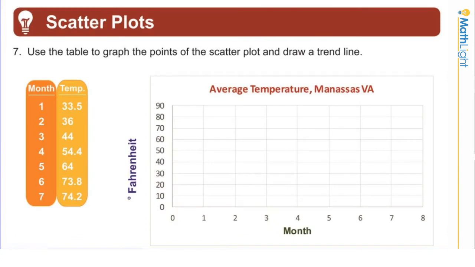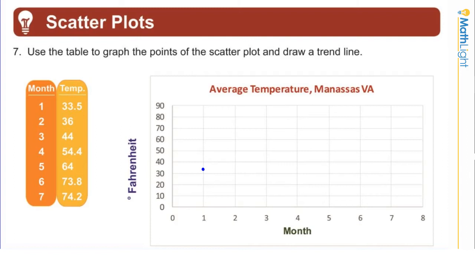Use the table to graph the points of the scatter plot and draw a trend line. Okay, so let's graph this. I've got everything set up for you already, right? I've got the months down there at the bottom, and I've got the temperature going on the y-axis. It's in degrees Fahrenheit. This is the average temperatures in Manassas, Virginia. And we've got January 33.5. And you're just guesstimating somewhere about in there, right? Hopefully you would agree. If you want to pause and do it yourself, go right ahead, and then turn it back on. We'll see how you did.